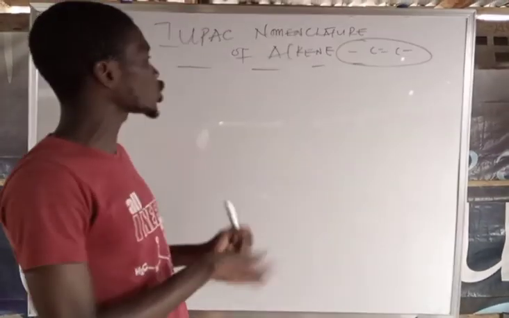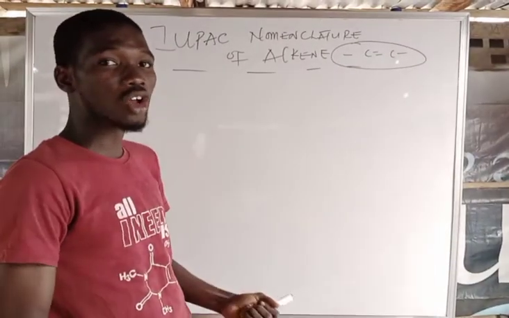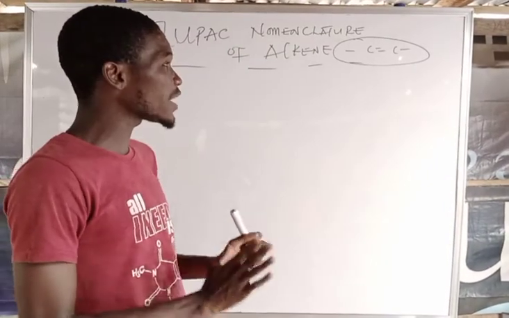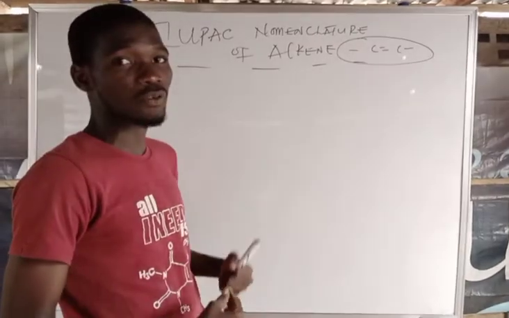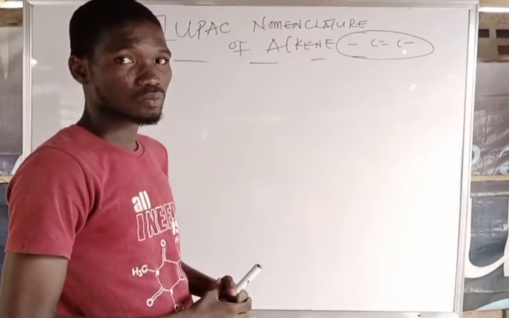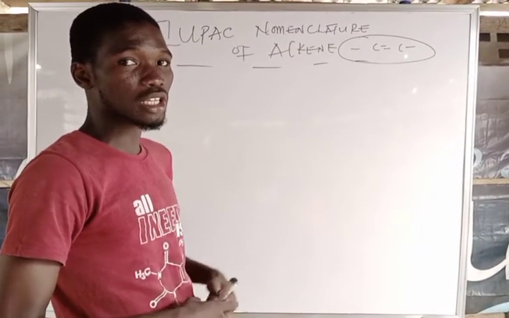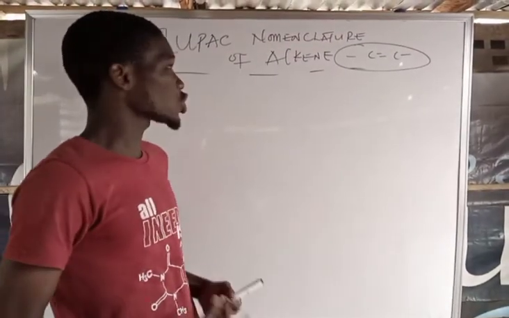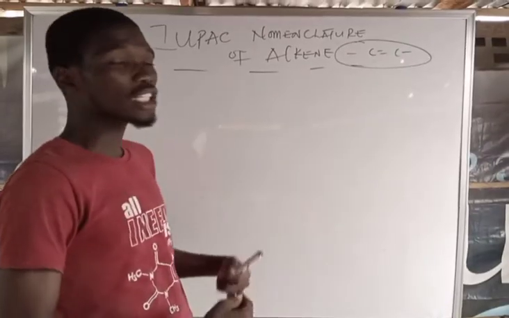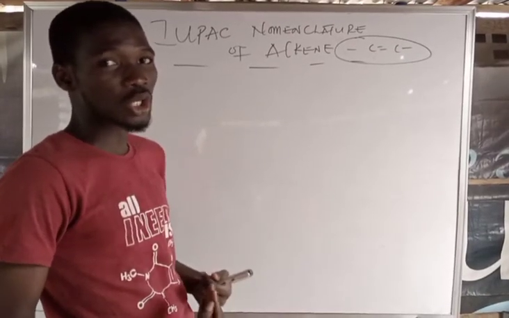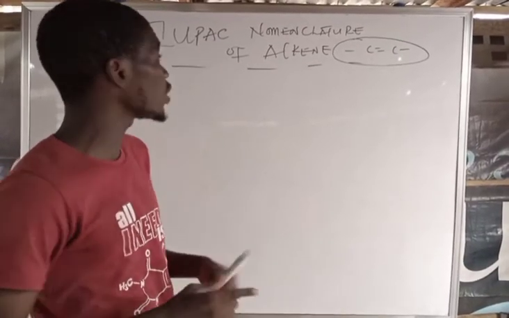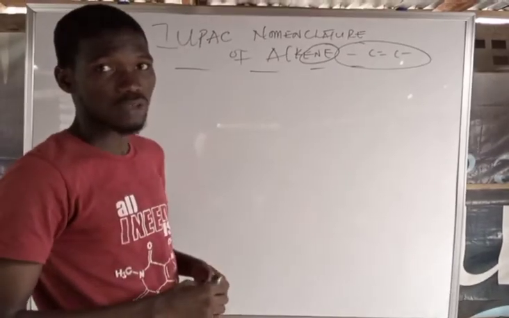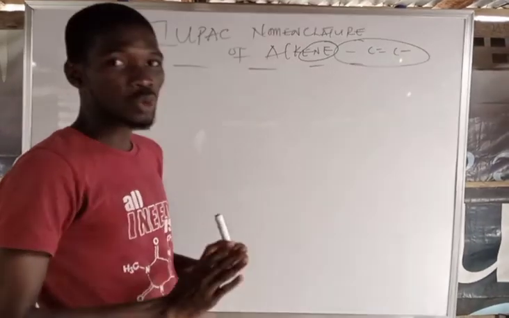The IUPAC nomenclature of alkene, like for all organic compounds, follows the same rules, but the difference is that we are going to start numbering from the functional group, which is different from that of the alkane, which has a single covalent bond. There are some substituents which we have to consider, and the suffix of alkene is this, which is very important.